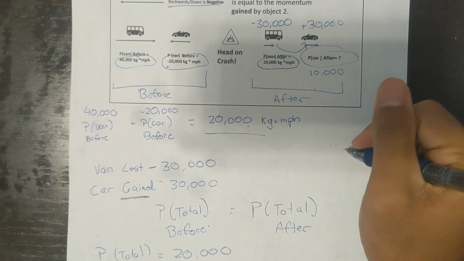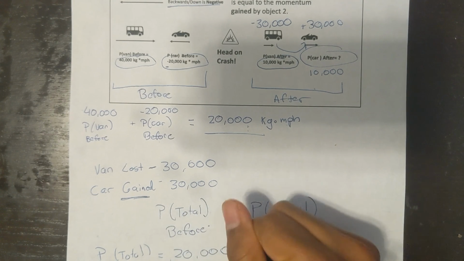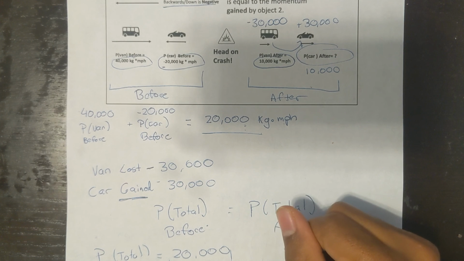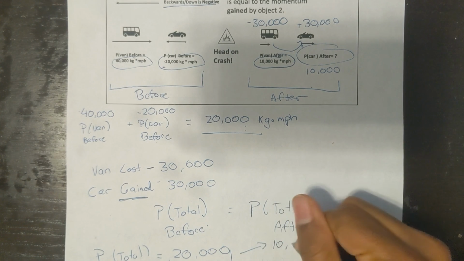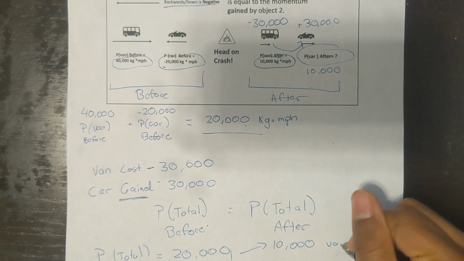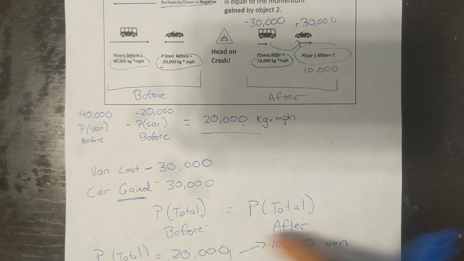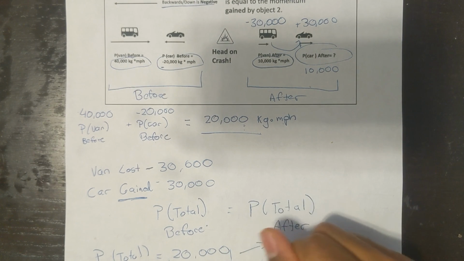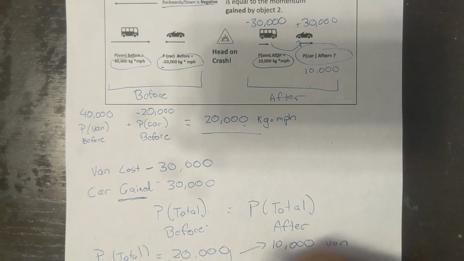We also know that the total momentum after is 20,000, and 10,000 is already in the van. So if we subtract the van's momentum from the total, there's got to be 10,000 in the car too. Both of those are ways you can get the momentum of the car.